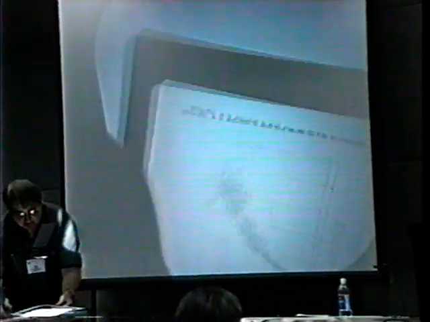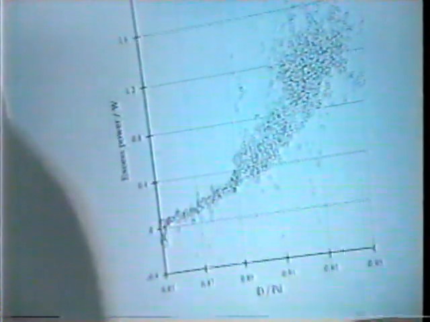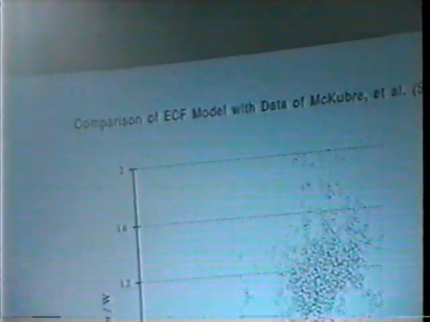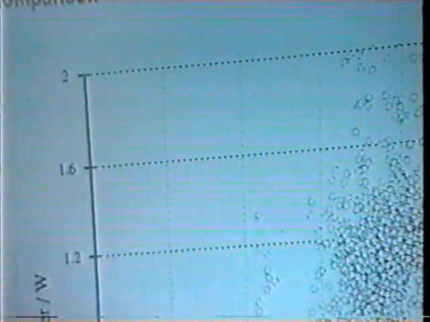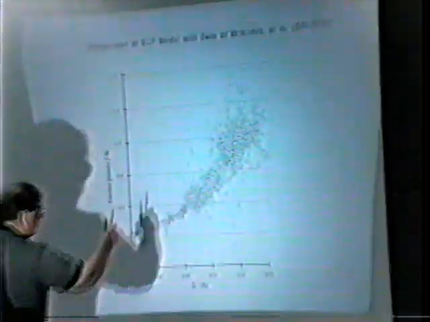Here's the data, and I should really borrow somebody else's slide. This is the McKubre SRI data, and you had a previous slide on this that was much better. This one is a little worn. I'm kind of sorry about that. Everyone uses that slide. But you can see here that we've got excess power in watts versus the loading fraction, and you can see that this is very dramatic.